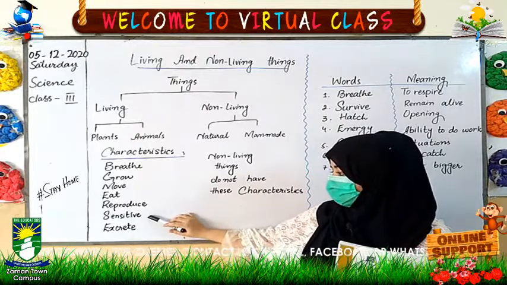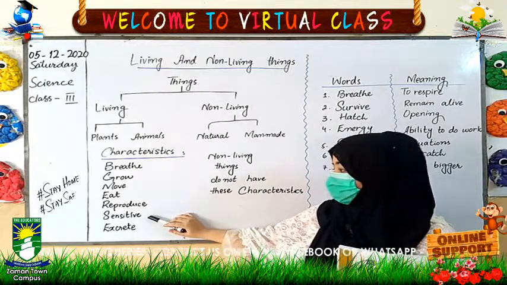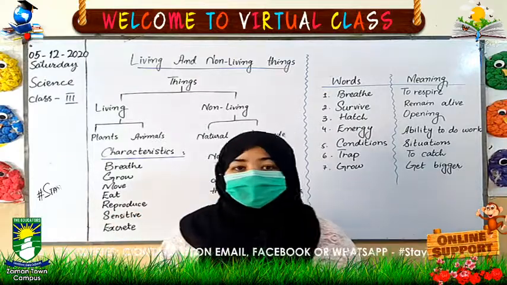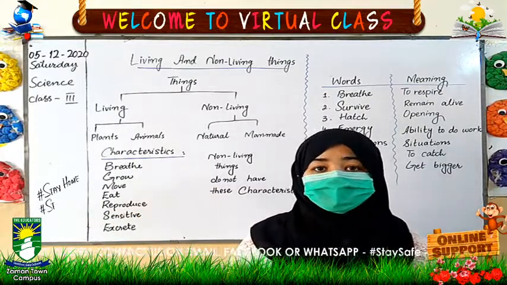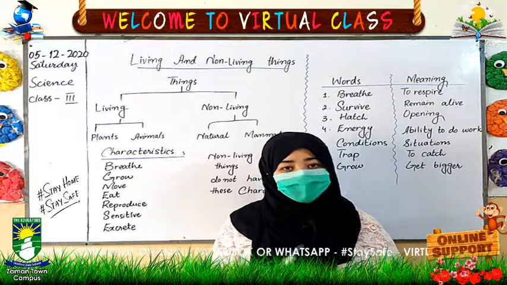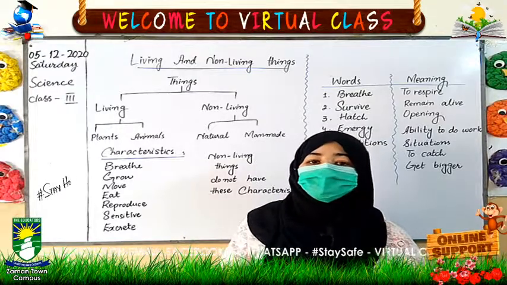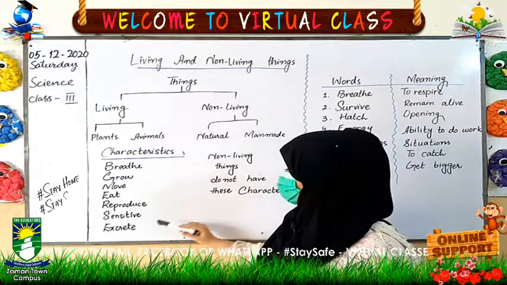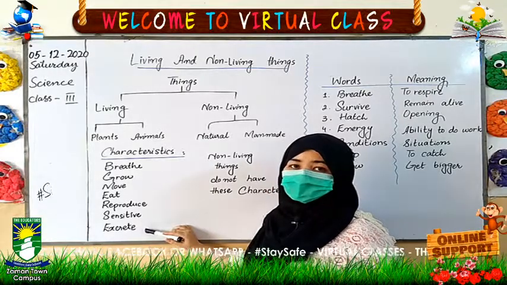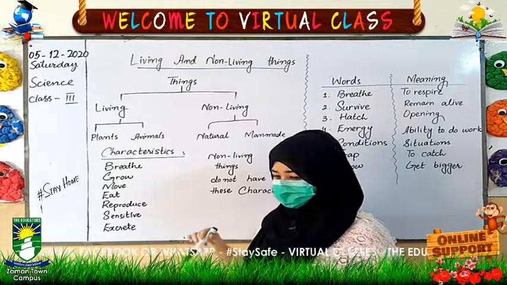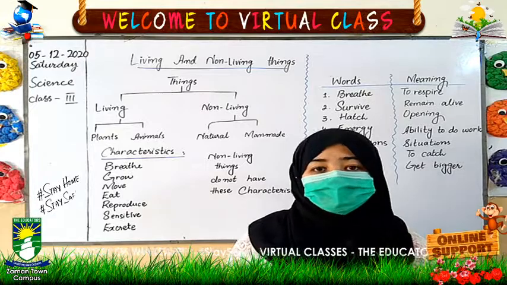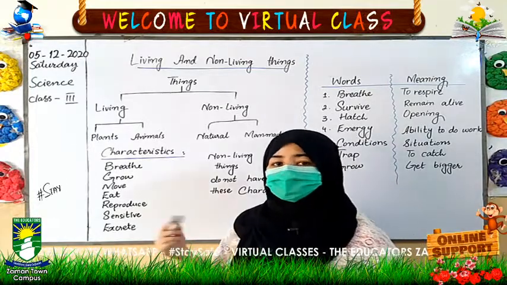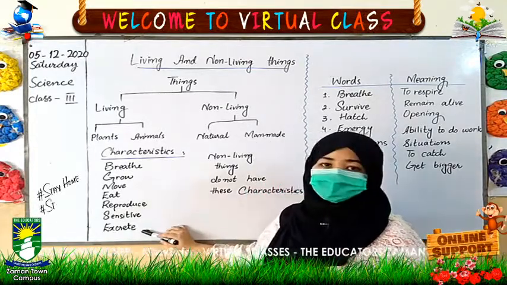Come to this heading, sensitive. All living things are sensitive because they have to adjust themselves according to their environment. If they do not, they can die. Come to this heading, excrete. When we eat food, it produces waste material that has to be removed from the body, and this process is called excretion.